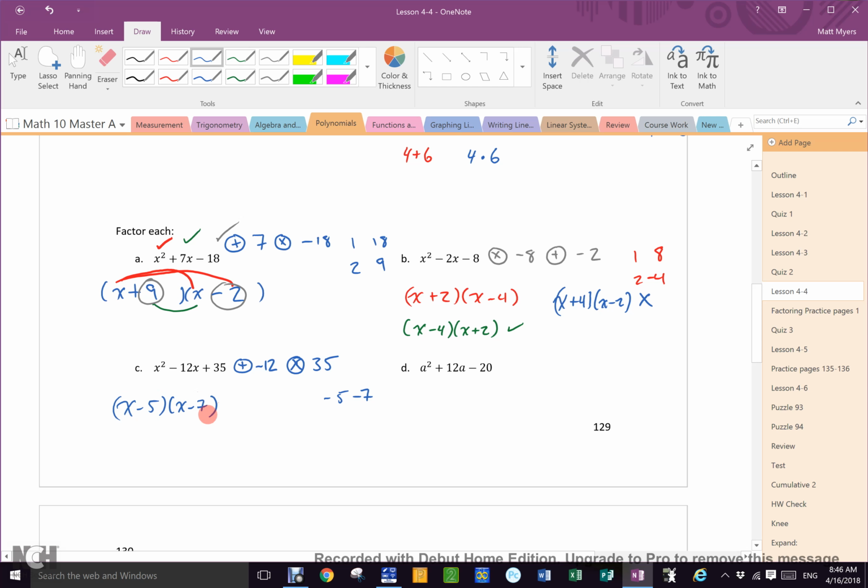Now, hopefully you're noticing something. If the last one's negative, then I needed a positive and a negative, didn't I? The last one here is positive. So I can't have two different signs, can I? But since this one's negative, I need two negatives. Is everybody good with this?